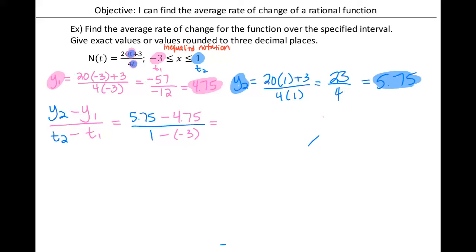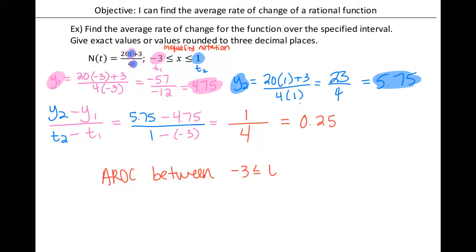So I want you guys to go ahead and try this one. Go figure out what the fraction is going to equal, and what you get for your final answer. Right. So I saw 1 over 4 for the fraction. Did you guys get 1 over 4? Yes? So if you put that in a calculator, 1 divided by 4, that gives you 0.25 for your answer. So then for your final answer, you'd say the average rate of change between negative 3 less than or equal to t less than or equal to 1 is approximately 0.25.